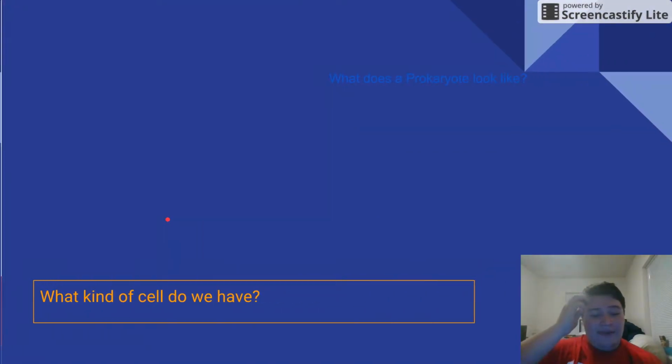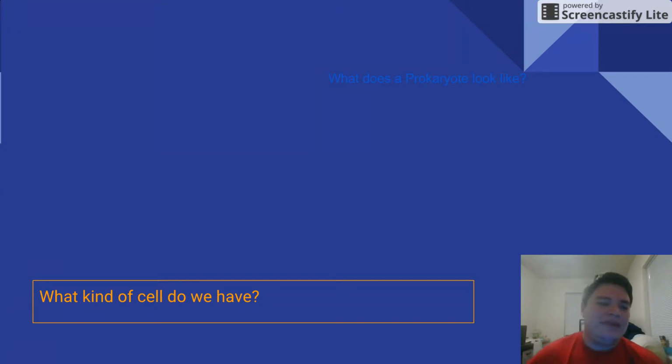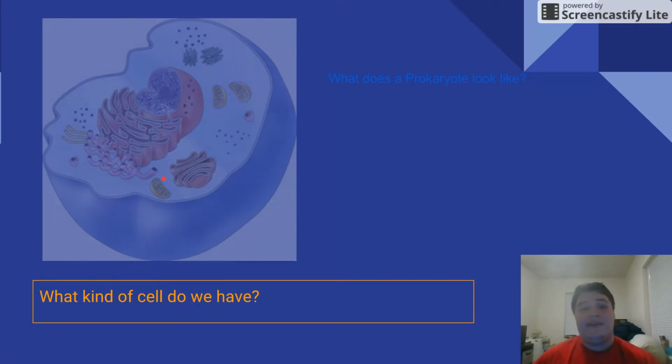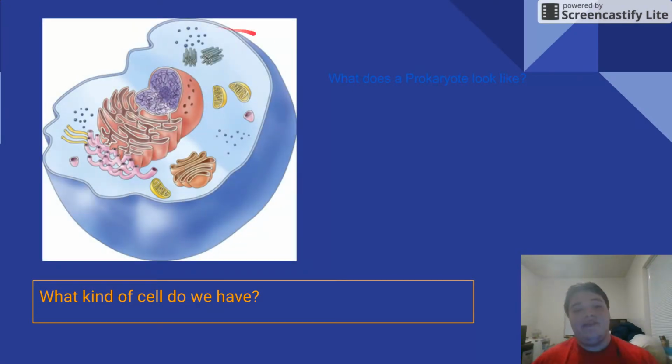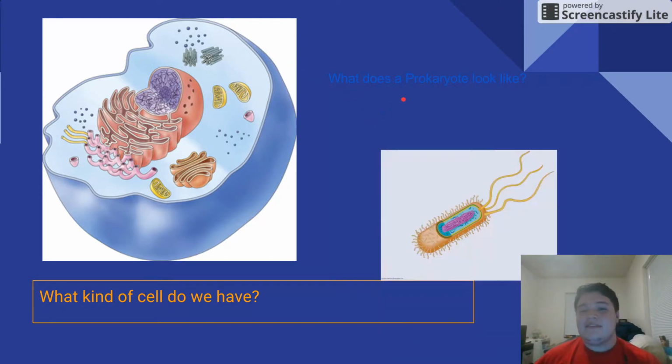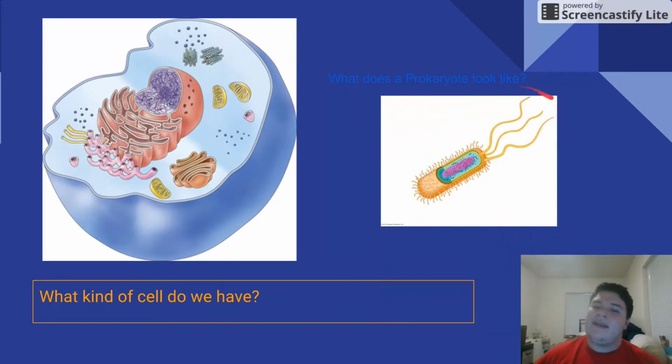Moving on, what kind of cell do we have? Are we prokaryotes or eukaryotes? And the answer to that is that we are eukaryotes. And this is a perfect example of what our eukaryotic cells look like. We have our big old nucleus and all of our little organelles. Now, prokaryotes, such as bacteria and other single-celled organisms, look a little something like this little guy right here.